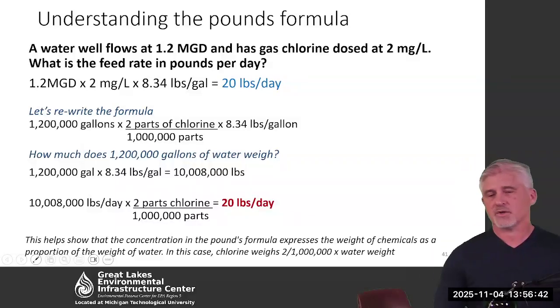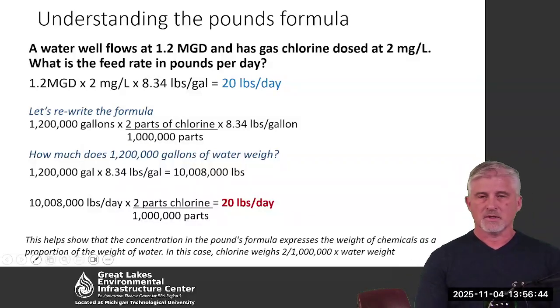This just helps to show the concept of the pounds formula. It expresses the weight of chemicals as a portion of the weight of the water. In this case, chlorine weighs 2 per 1 million times the water weight.